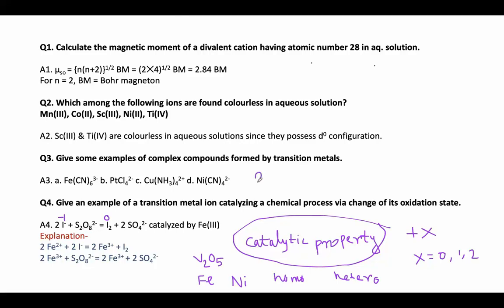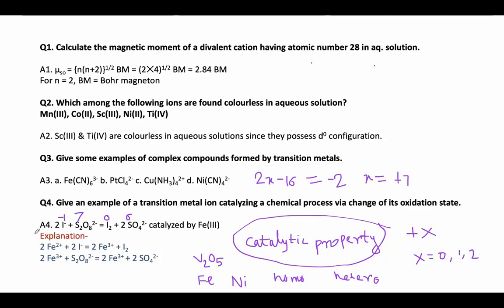If we take the oxidation state of sulfur as X, then 2x minus 16, where 16 comes from 8 into -2, -2 being from oxygen, is equal to -2. So X is +7. So the oxidation state of sulfur here is +7, and in sulfate it is +6. So this peroxydisulfate is reduced to sulfate, and iodide is oxidized to I2.